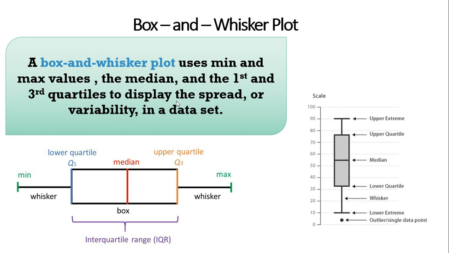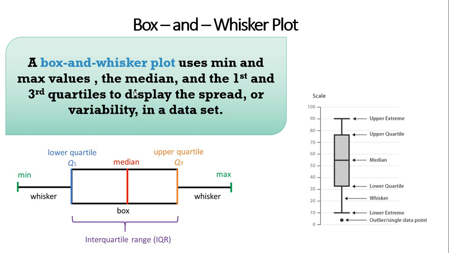So the reason why this is important is because we get to use this information to create a box and whisker plot. A box and whisker plot uses minimum and maximum values, the median, and the first and third quartiles to display the spread or variability in the set. So it's almost like the dot plots gave us a very nice visual representation of the data. A box and whisker plot does the same.